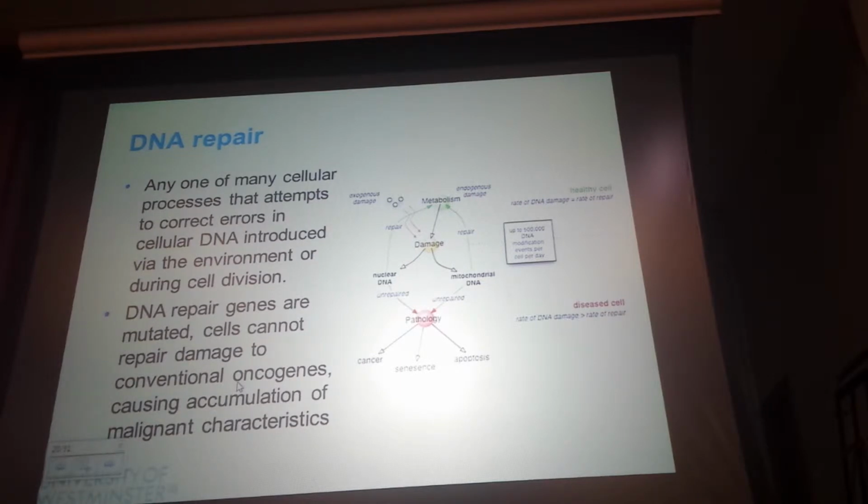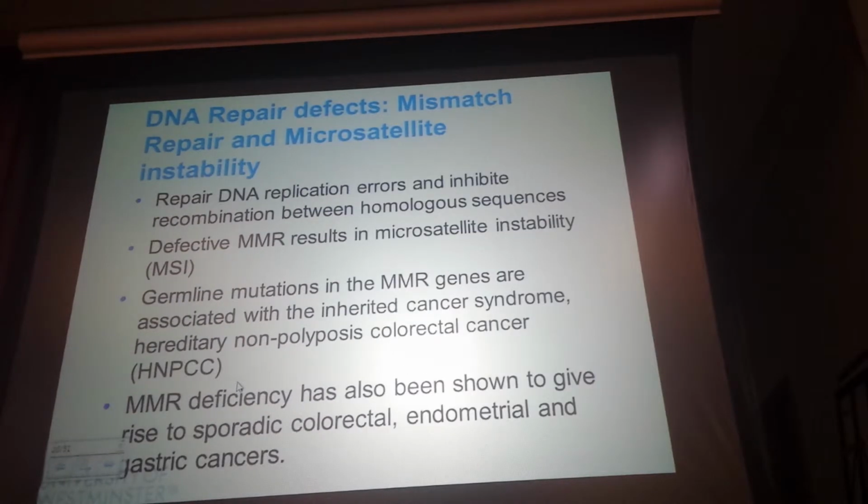DNA repair is any one of many cellular processes that attempts to correct errors in cellular DNA introduced either via the environment, for instance smoke from cigarettes or UV radiation, and so on. Or errors can come during cell division, with the polymerase, for instance, which makes errors. When DNA repair genes are mutated, cells cannot repair DNA, which leads to accumulation of mutations in conventional oncogenes, which cause the malignant characteristics.